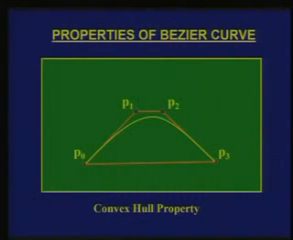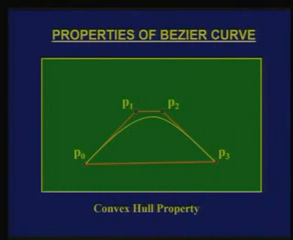Now the convex hull property here is slightly different. I have 4 control points and I can join them in a sequence, 0 to 1, 1 to 2, 2 to 3. There will be a polygon which is formed, which we know is called a characteristic polygon or a control polygon. The curve always lies entirely inside the polygon. It never goes out of the polygon, whatever the polygon I am trying to use. So this property is always satisfied by the Bezier curve.